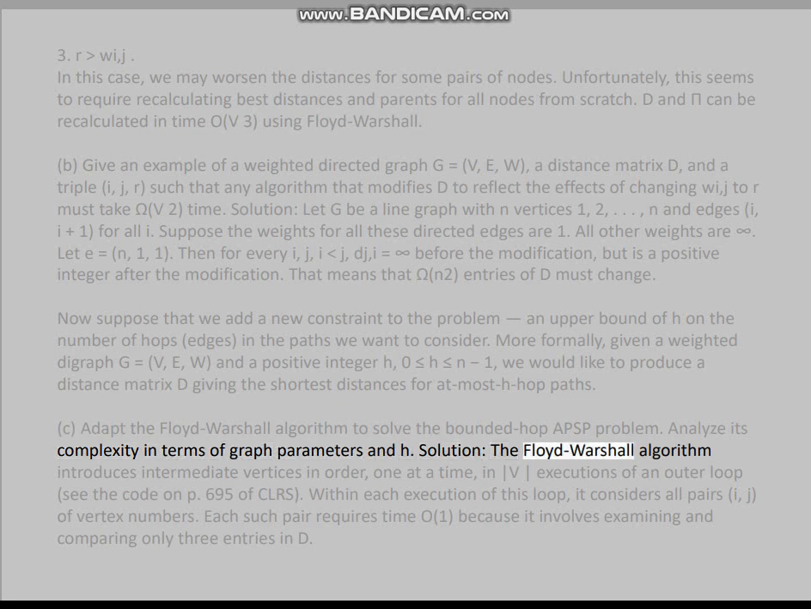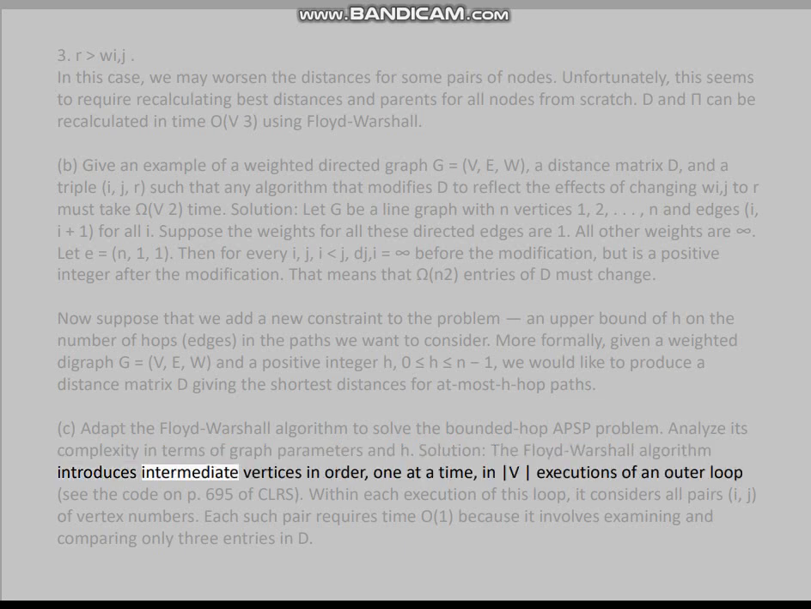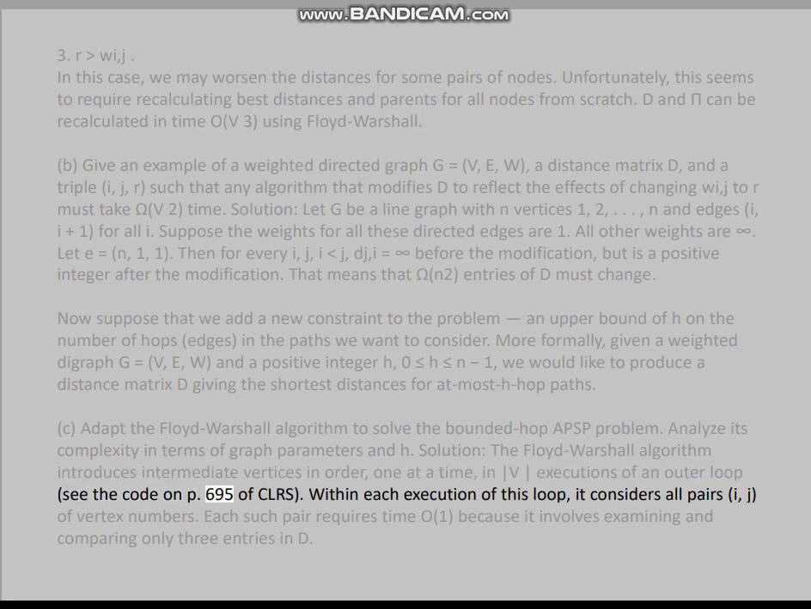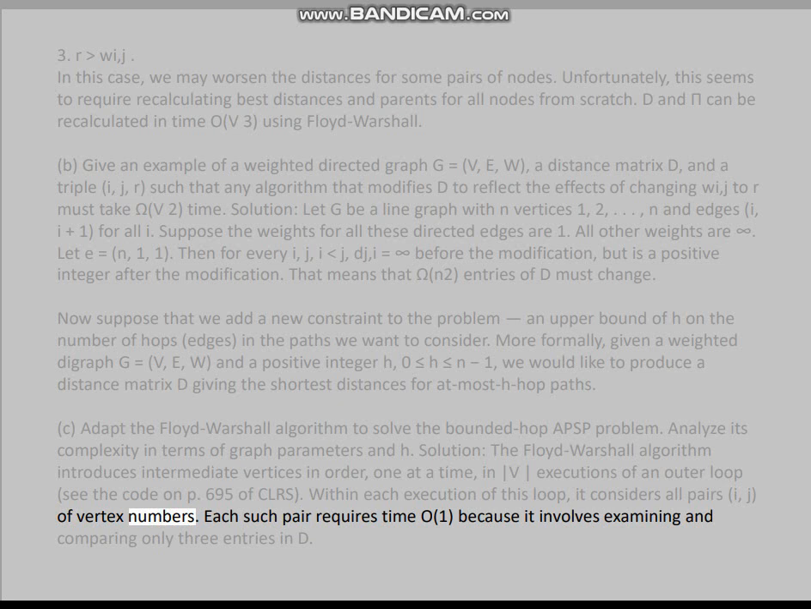Solution. The Floyd-Warshall algorithm introduces intermediate vertices in V in order, one at a time, in executions of an outer loop. See the code on p. 695 of CLRS. Within each execution of this loop, it considers all pairs i, j of vertex numbers. Each such pair requires time O(1) because it involves examining and comparing only 3 entries in D.